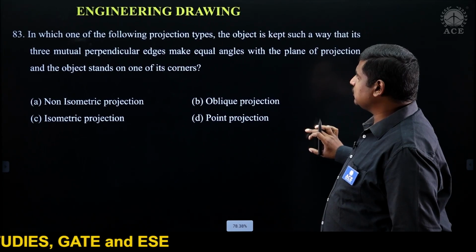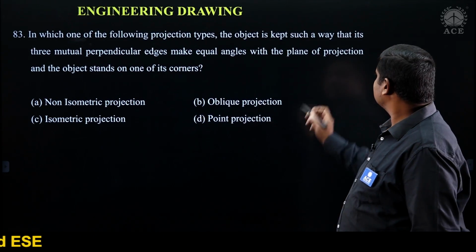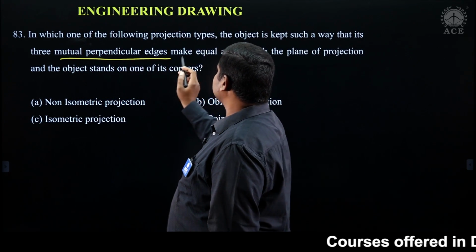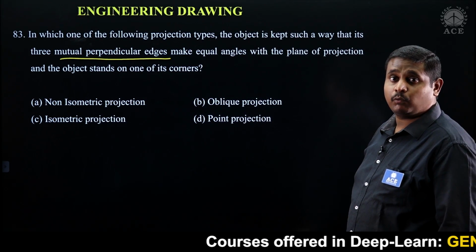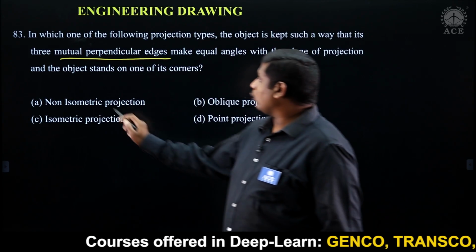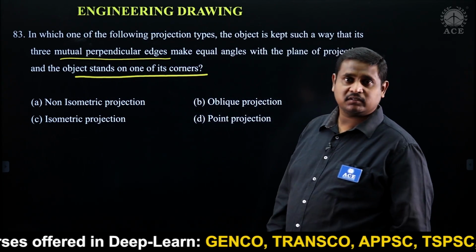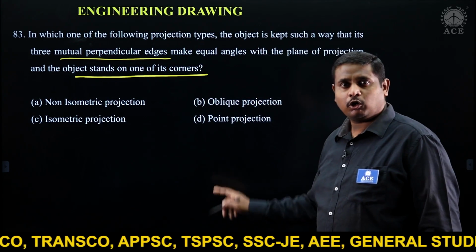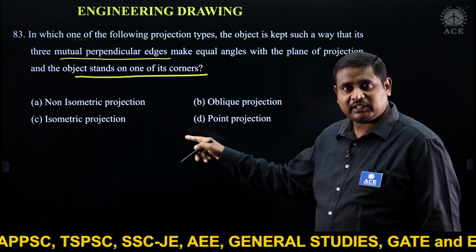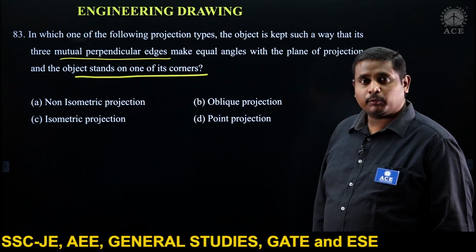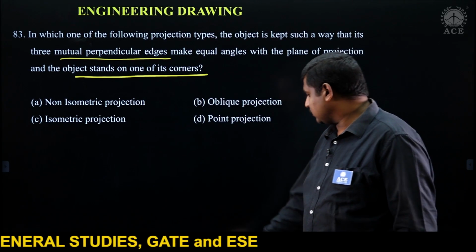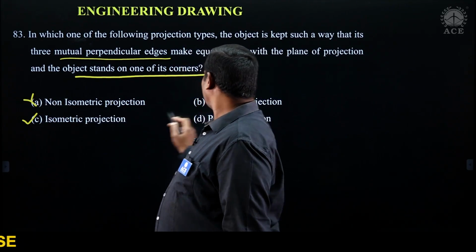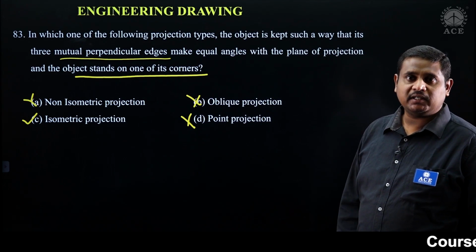In which of the following projection types is the object kept in such a way that its three mutually perpendicular edges make equal angles with the plane of projection and the object stands on one of its corners, my dears? And there are four options listed below. Option A is non-isometric projection, option B is oblique projection, option C is isometric projection, and option D is point of projection, my dears. The right answer is option C, whereas option A, option B and option D are invalid. Clear, my dears?